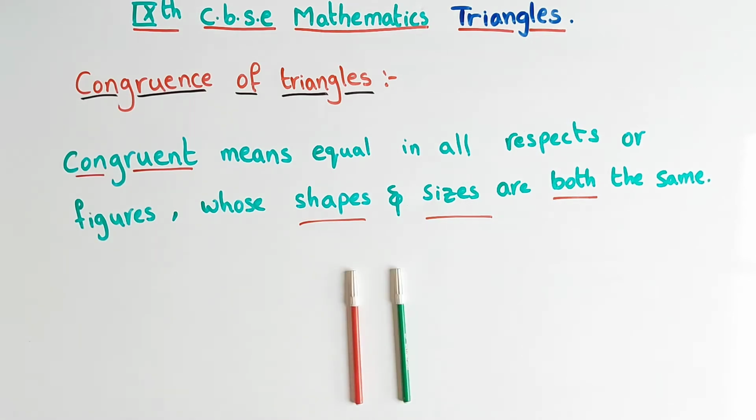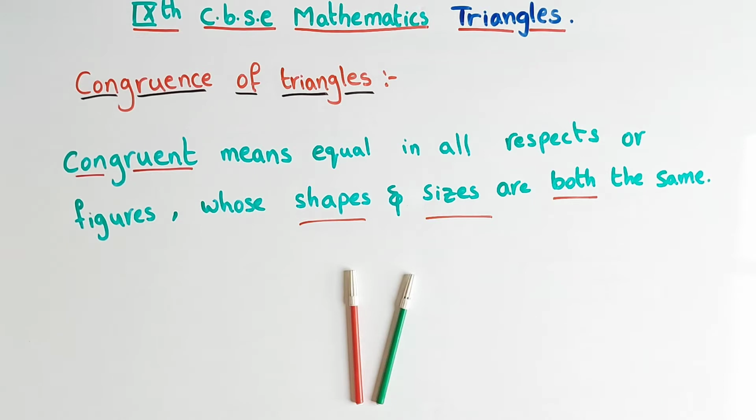Now see here, I have 2 sketch pens here. Now see, both the shapes same. And we'll check both the sizes also. If you place one on other, you could see only one pen. Right? That means these are congruent. Shapes and sizes also equal.